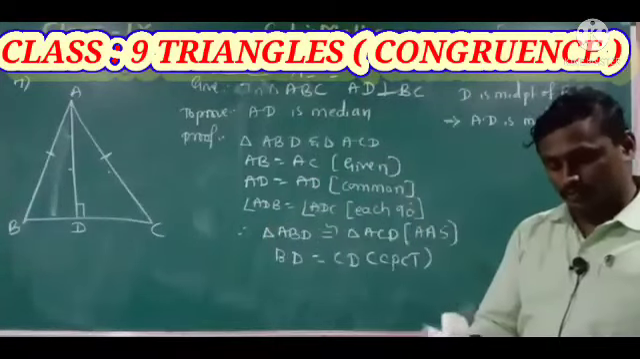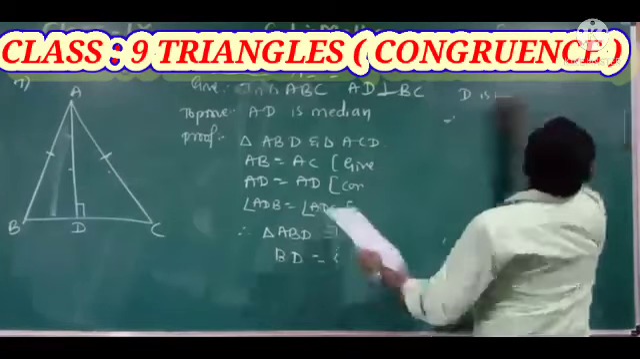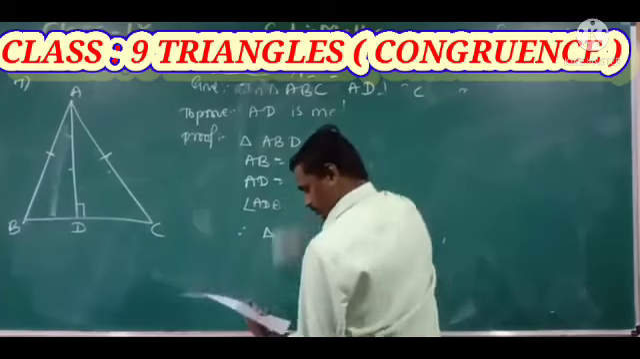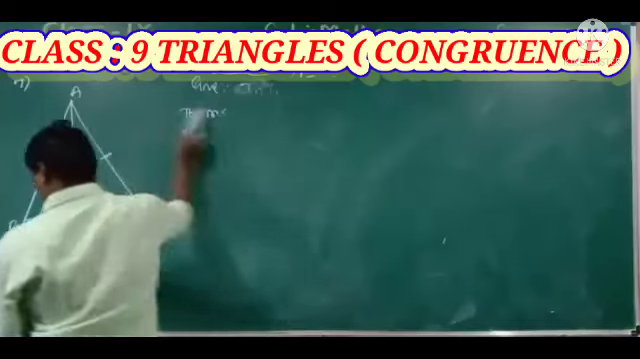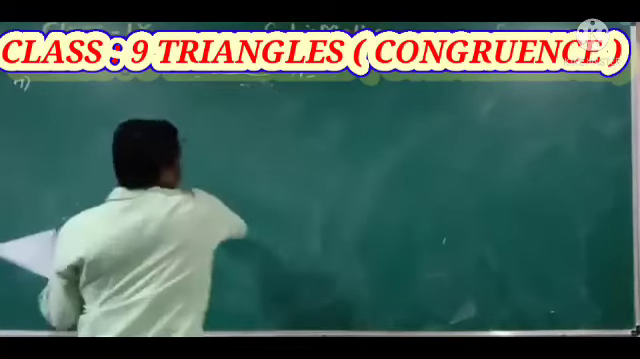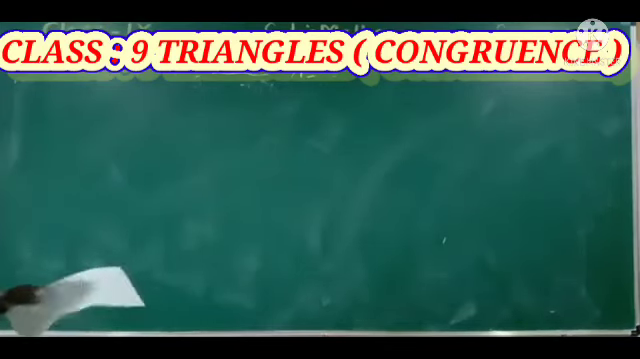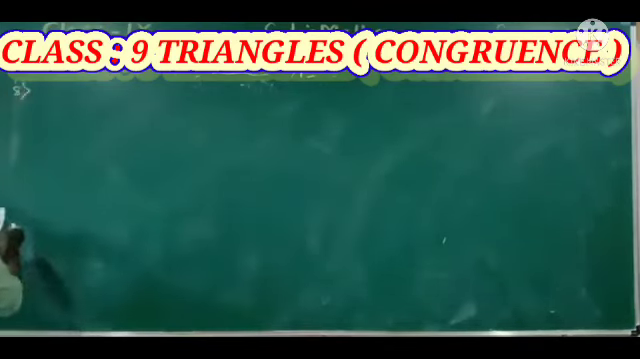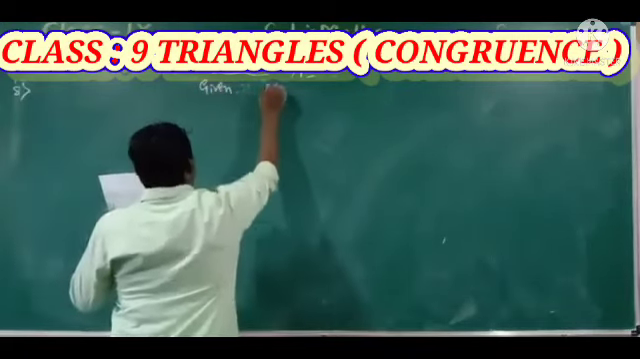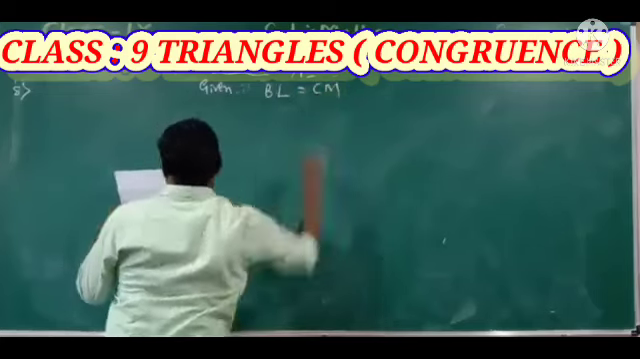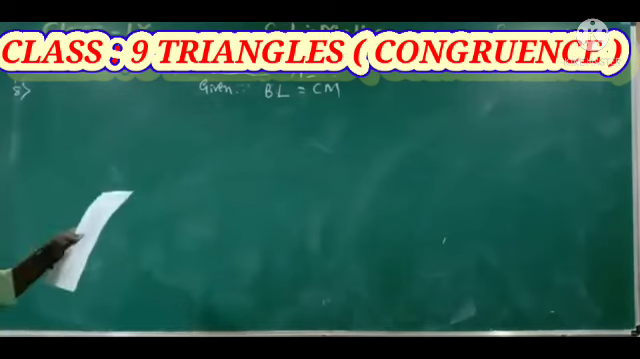Next one. See the next question. Eighth one. In the following figure, some given data are there. First write the given data. BL is equal to CM. Prove that AD is the median of the triangle.